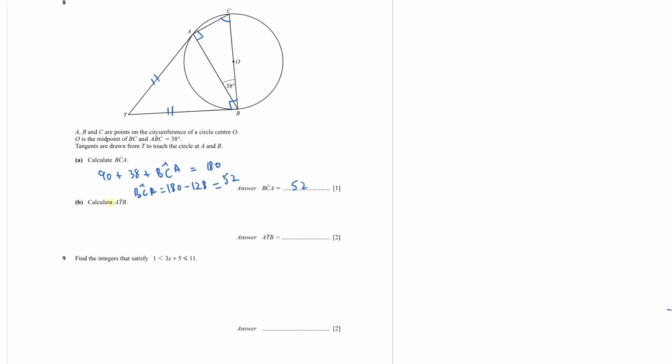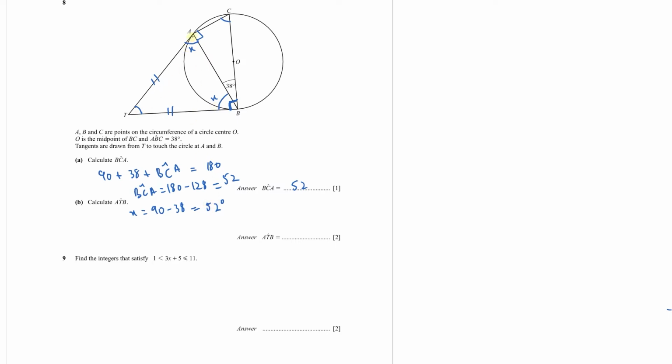The next part is calculate angle ATB. ATB is this angle, and these two angles are equal because these two sides are equal. So let's call them X and X. And since this full angle is 90 degrees because it's a radius and the tangent, I can find X. X equals 90 minus 38, which is 52 degrees. So this is 52, this is 52, and this is unknown.